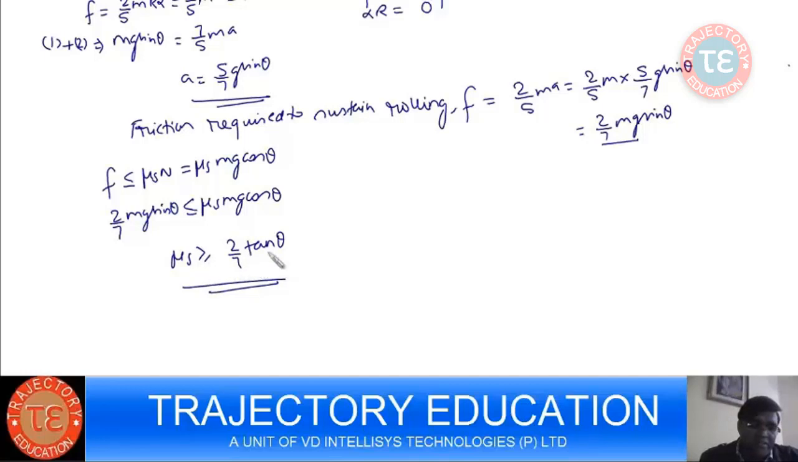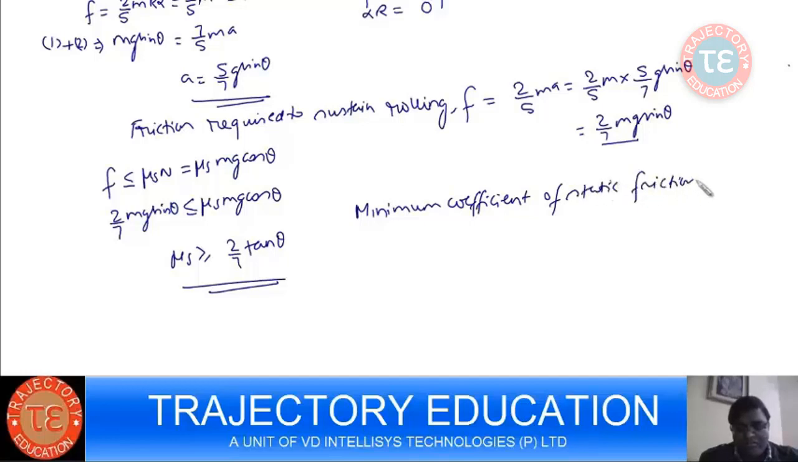Right? This is the minimum coefficient of static friction required, which is equal to 2 by 7 tan theta. So this is the minimum value of coefficient of static friction required to sustain rolling. This is the mu s min.